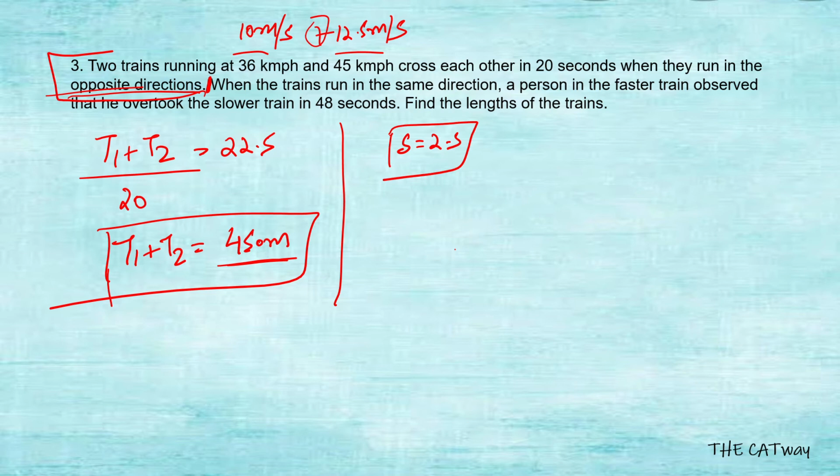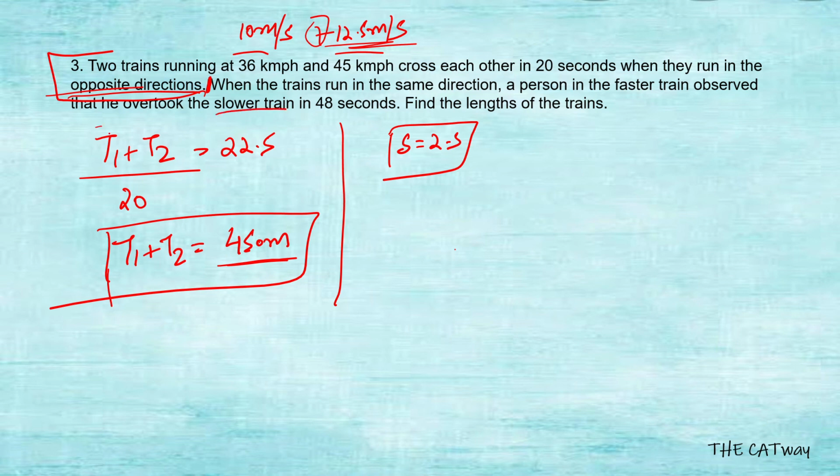A person in the faster train, that is the train of speed 12.5, overtakes the slower train in 48 seconds. Now in this case there is a person with respect to the train. So what will you consider as the distance? The distance which you are going to take is the length of one of the trains. That is, you are going to take the length of the slower train because he crosses the slower train.